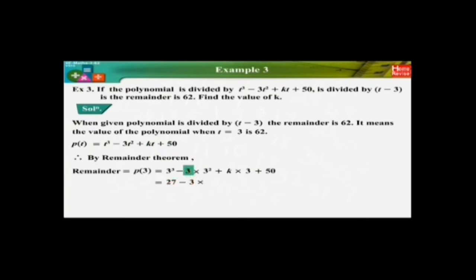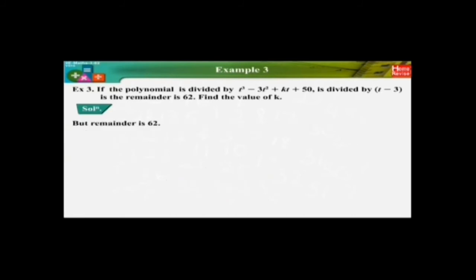Let's solve it. 27 minus 3 multiply 9 plus 3k plus 50. So, 27 minus 27 plus 3k plus 50. 27 will get cancelled. 3k plus 50. And the remainder is given as 62. So, 3k plus 50 is equal to 62. So, 3k is equal to 62 minus 50. And k is equal to 12 upon 3, which is equal to 4. So, therefore, k is equal to 4.